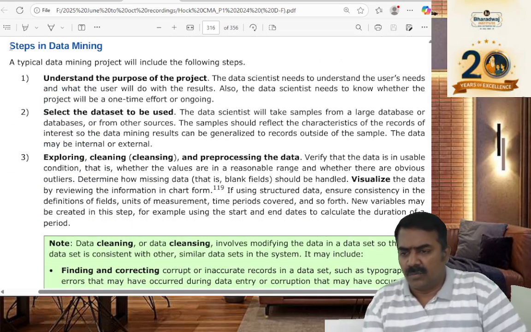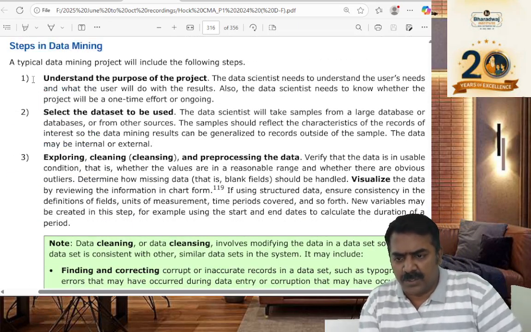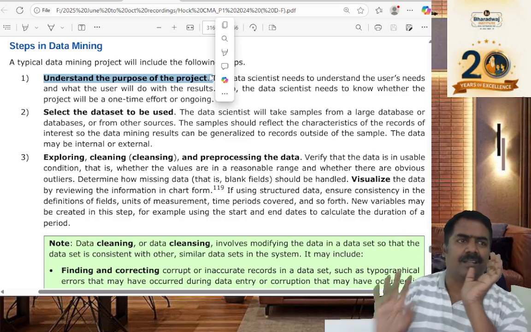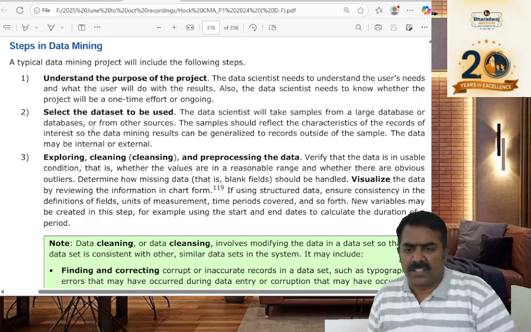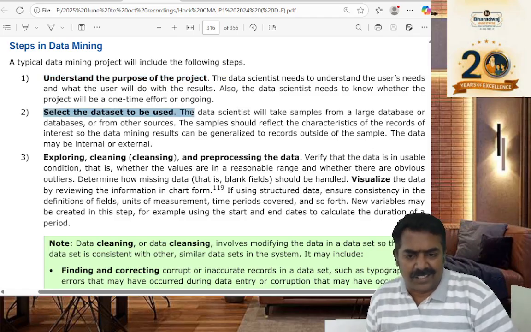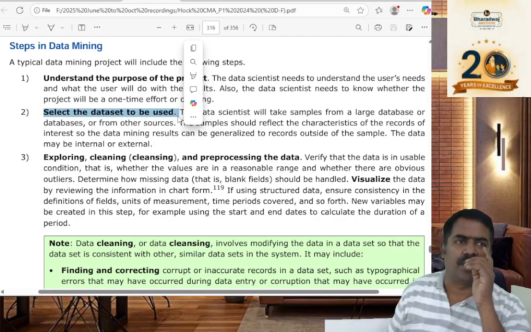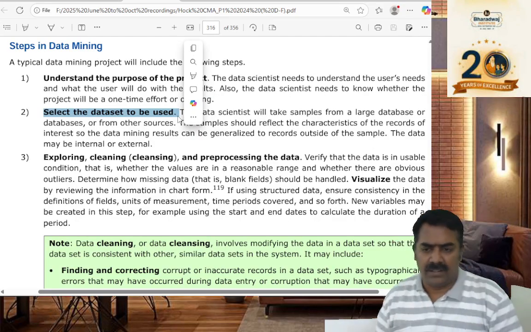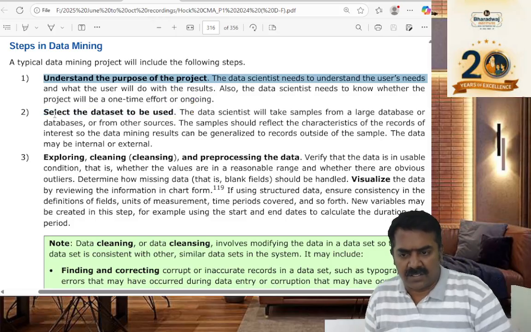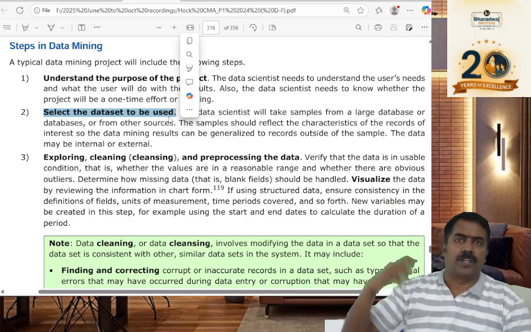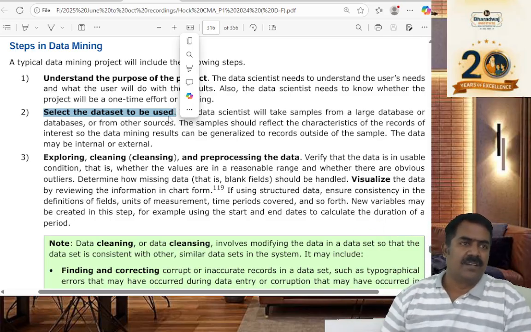So, what are the steps in data mining? What is the first one you need to do? Understand the purpose of the project. What is the next one? Select the data set to be used. For example, we want to offer revision classes for CMA US students. Then the purpose is to offer revision classes. Select the data set to be used, which means we should select prospective students or existing students.